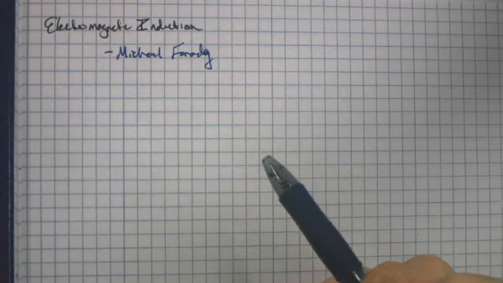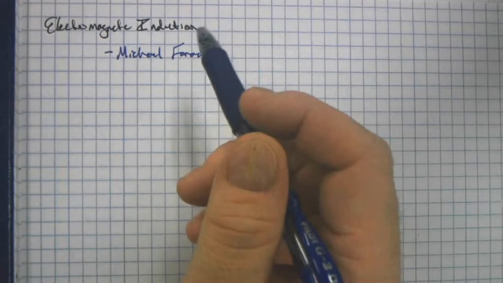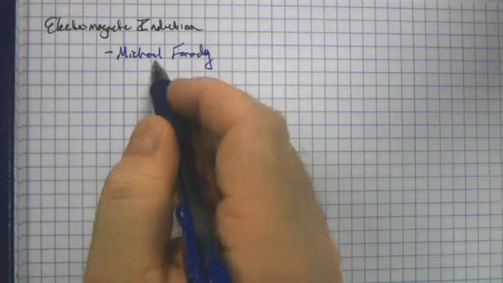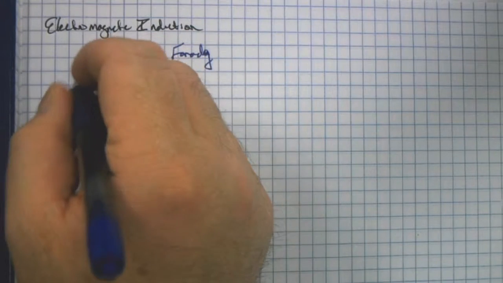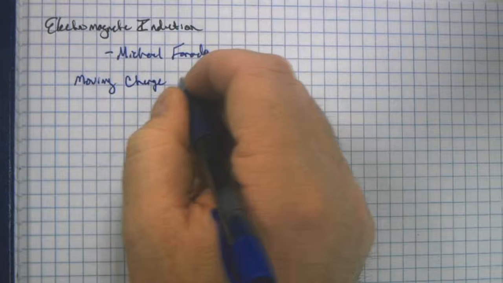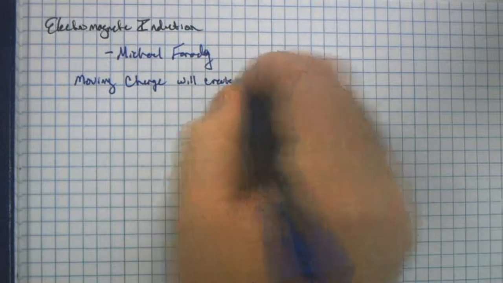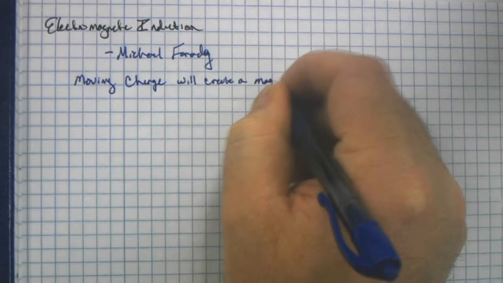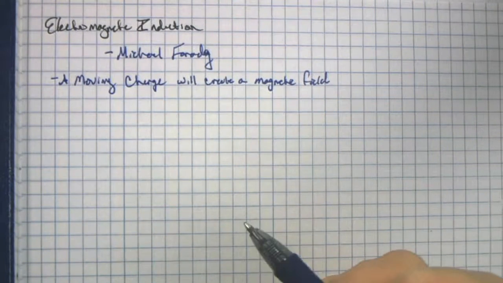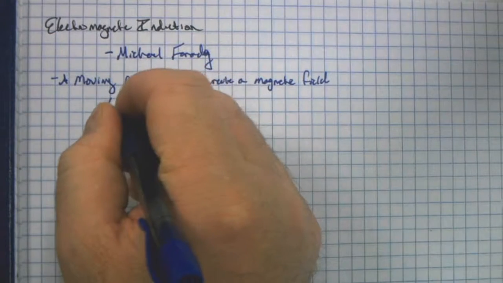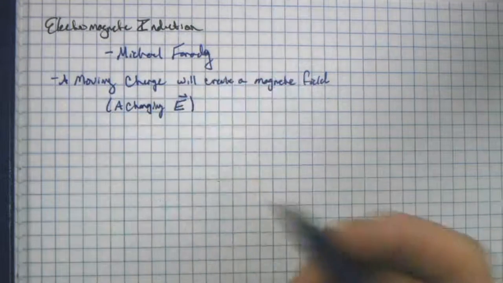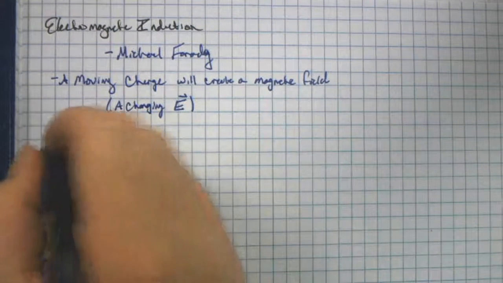So what Faraday was able to do was he did a lot in the field of electricity and magnetism, and in particular, he discovered that a moving charge, or I should say a changing electric field, will create a magnetic field, and vice versa.